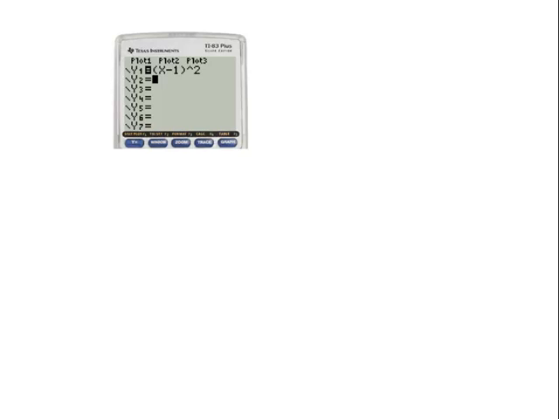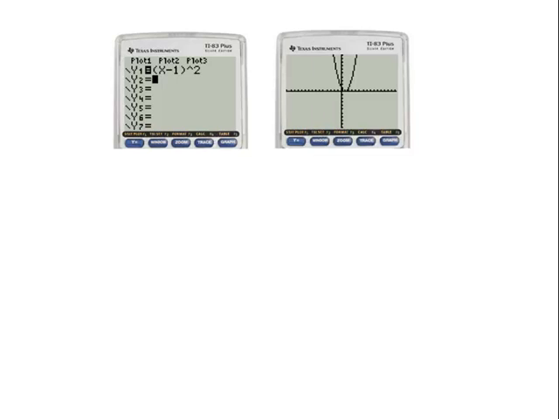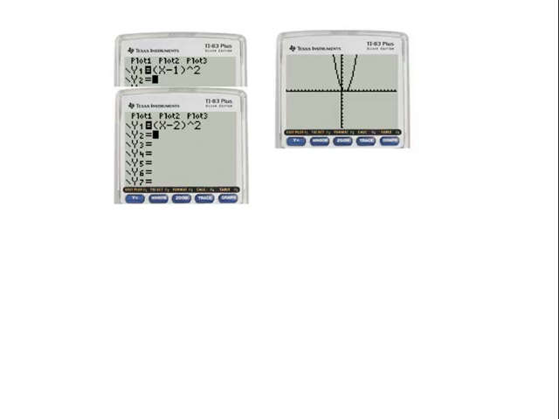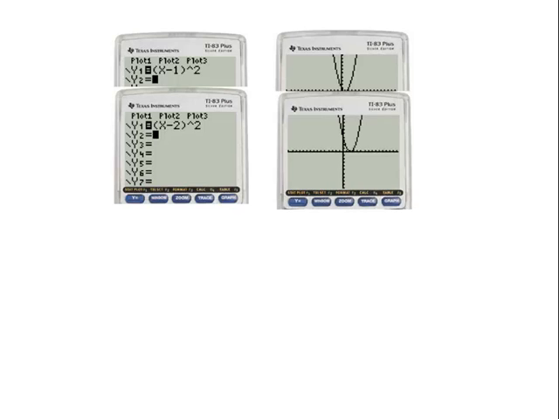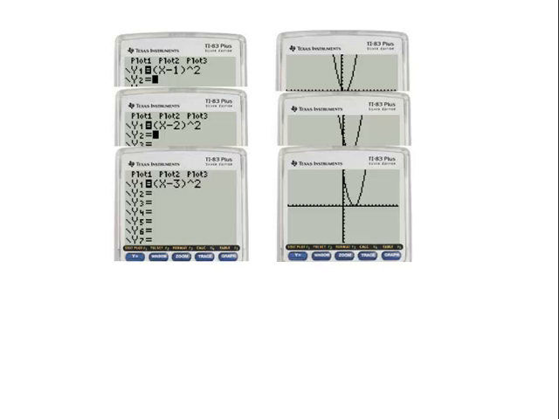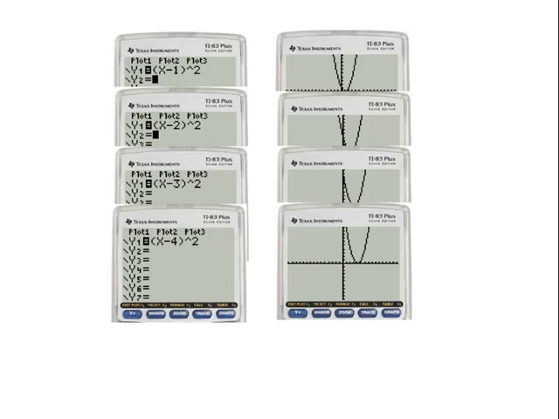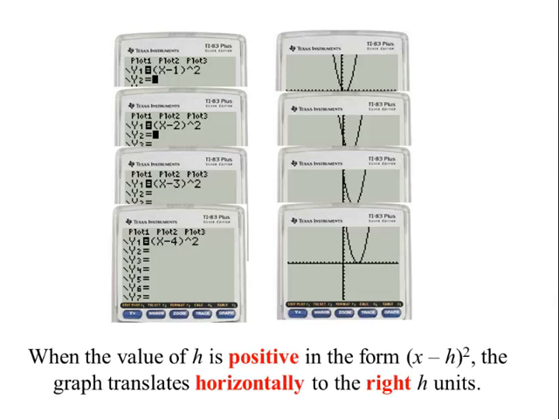So for the first graph, make sure you use parentheses. We have x minus 1 quantity squared, and that gives us this graph. X minus 2 quantity squared gives us this graph. The next one, and x minus 4 quantity squared is this one. So the x-intercept has moved from 0 to positive 1, positive 2, positive 3, and in this case a positive 4. So when the value of h is positive in the form of x minus h quantity squared, the graph translates horizontally to the right h units.